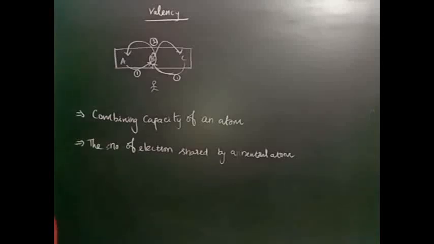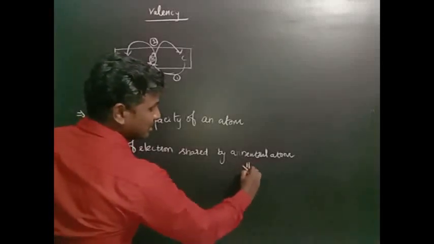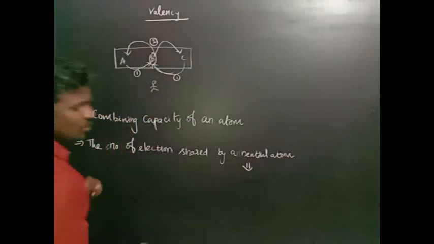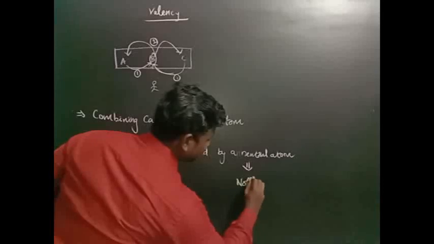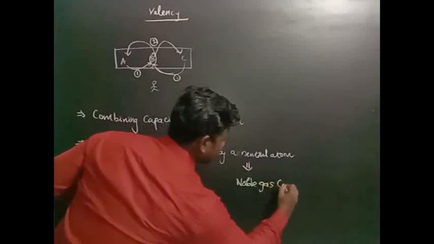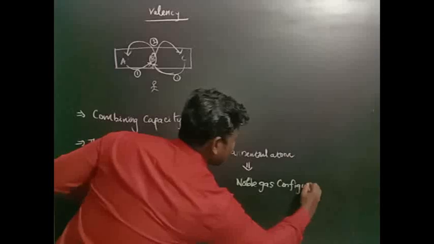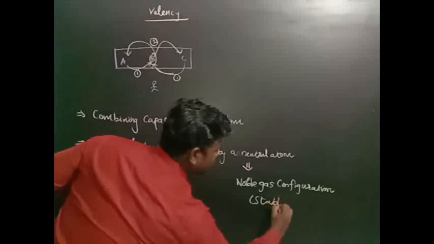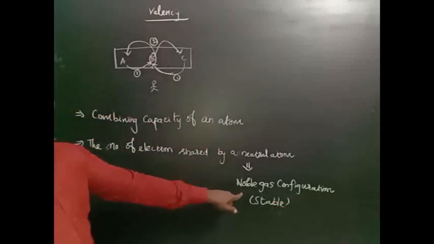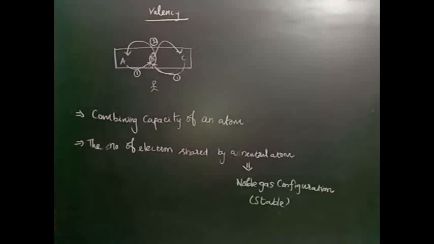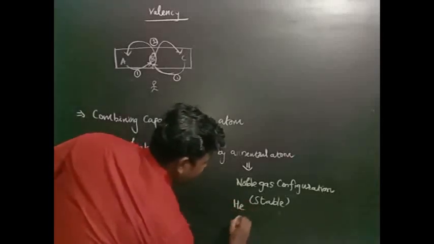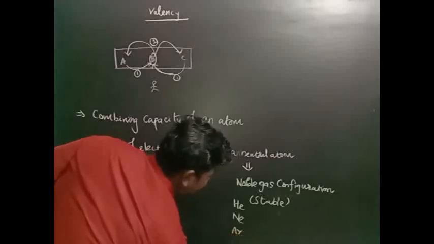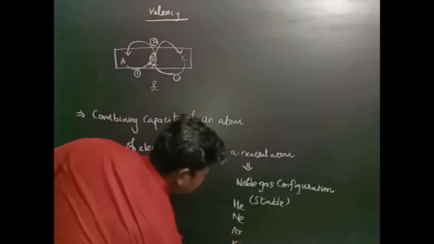What is the comfortable situation? That is nothing but the neutral atoms try to reach what is called noble gas configuration. Why does it want to reach noble gas configuration? Which means these are more stable. These are more stable, so all the atoms wanted to reach the noble gas configurations. What are the noble gas configurations? It is helium, neon, argon, krypton, xenon, kind of that.